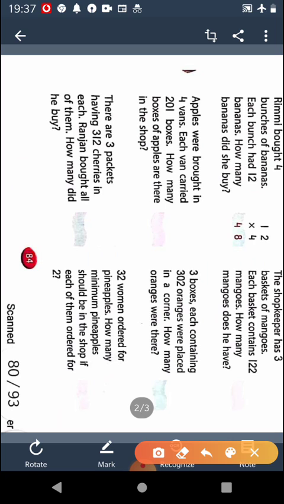Okay, each packet has 312 cherries and there are 3 packets. And Ranjan bought all of them. That means Ranjan bought all the 3 packets. So how many did he buy? So you have to find out the total number of cherries Ranjan bought. So how many cherries are there? 312. So first we write 3, 1, 2, and how many packets are there? 3. So that means 3 multiplied by 3, 1, 2.